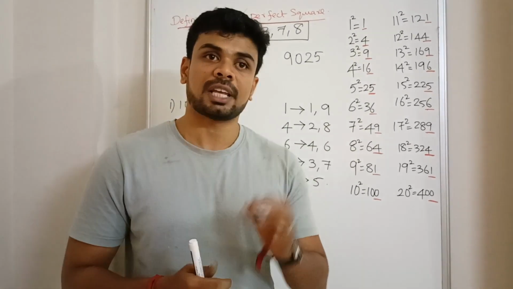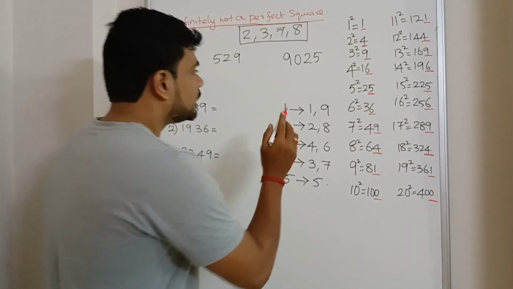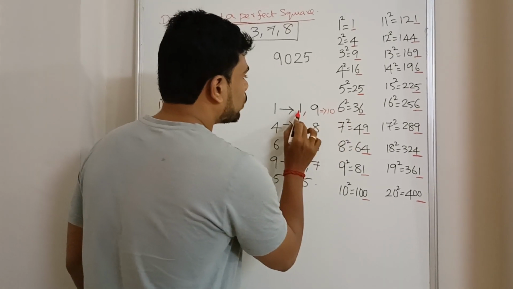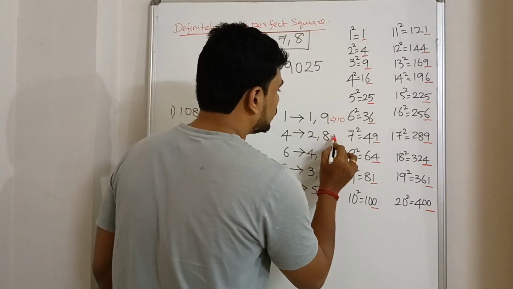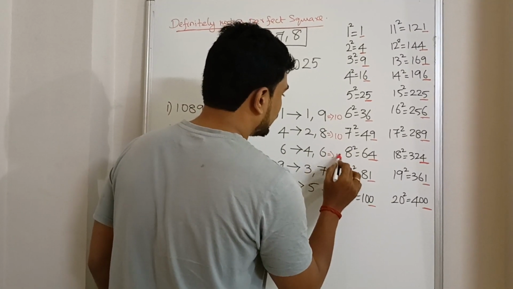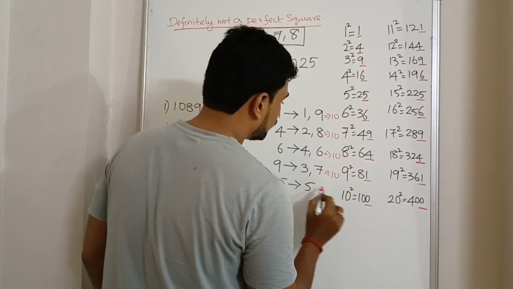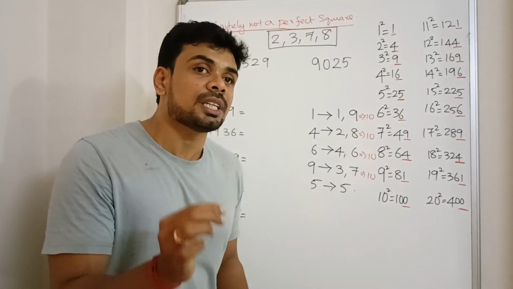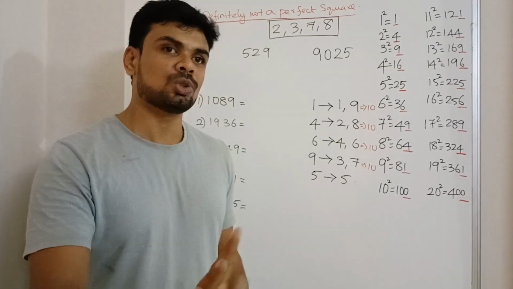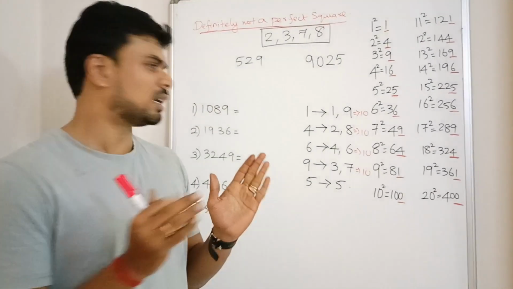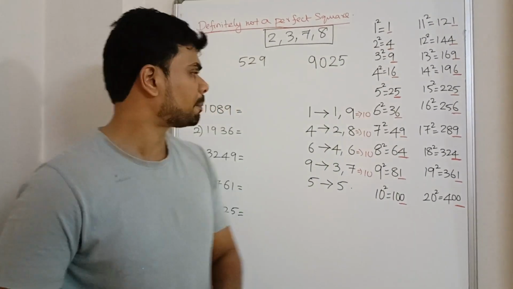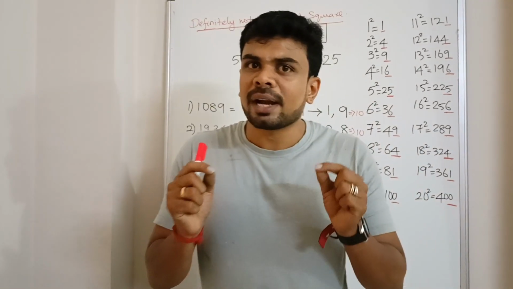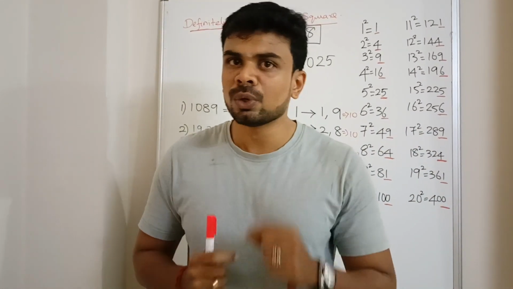How do I remember, sir? That is a shortcut. See guys, if I add the companion numbers, I am getting the result 10, which means 1 plus 9 is 10, whereas 2 plus 8 is 10, 4 plus 6 is 10, 7 plus 3 is 10. And 5: obviously we already know the unit digit 5 comes in the perfect square of 5 only, so no need of any shortcuts.